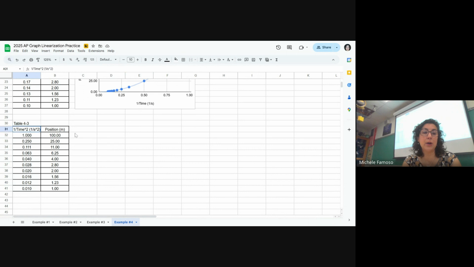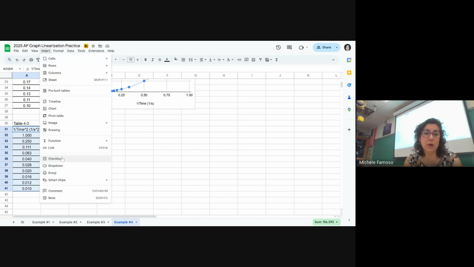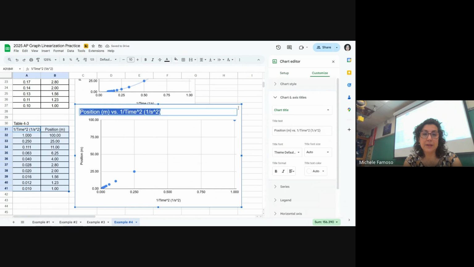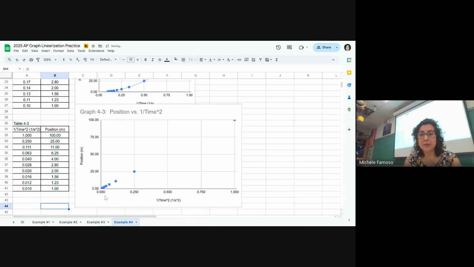All right, so now we're going to graph this. So let's go ahead and do that. Make a graph of position versus 1 over time squared. We're going to edit the title because this is now graph 4-3 of position versus 1 over time squared. It does start at 0 on the x-axis, which is lovely. And when I look at this, do you see how this looks much more linear now? Can you see that? Okay.